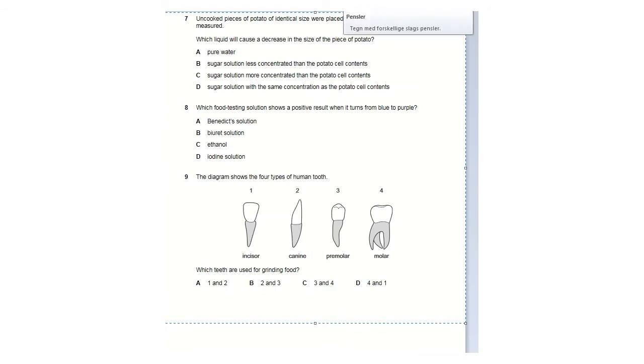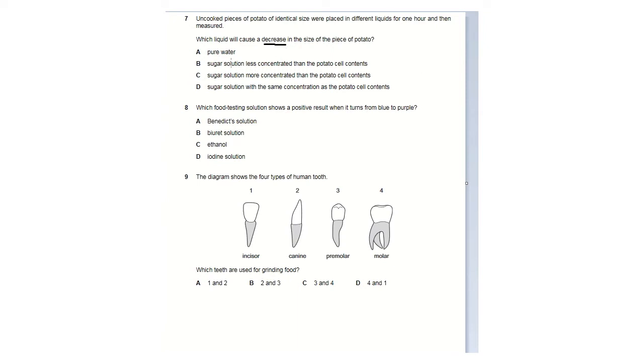So the next question actually is kind of the same as the last one. We are told here that an uncooked piece of potato was placed in different liquids for 1 hour and then measured. Which liquid will cause a decrease in the size of the piece of potato? Well, if we put the potato in pure water, water will go in and the size will increase. So A is a wrong answer.